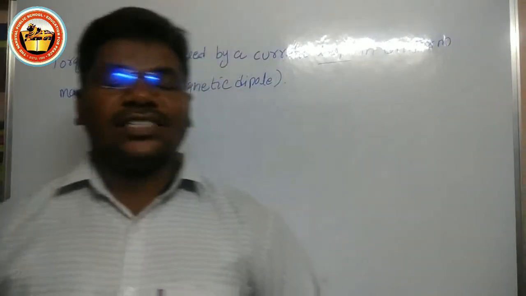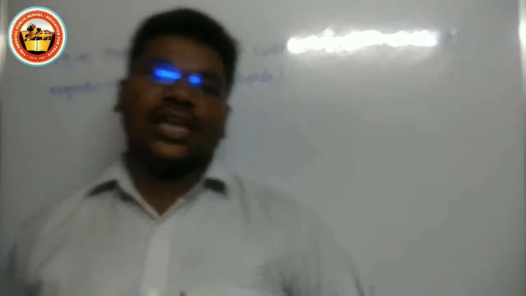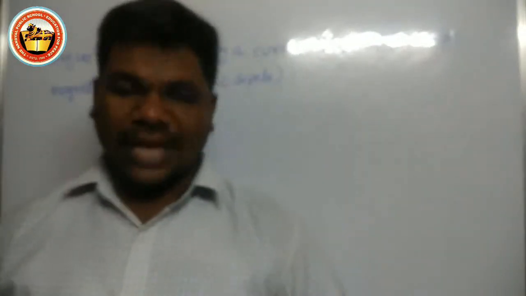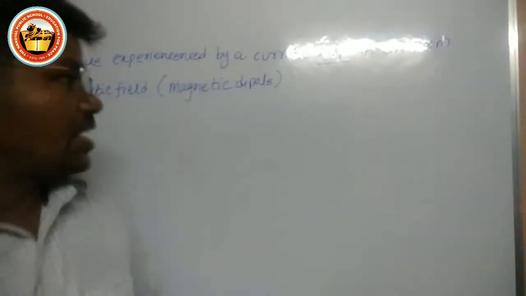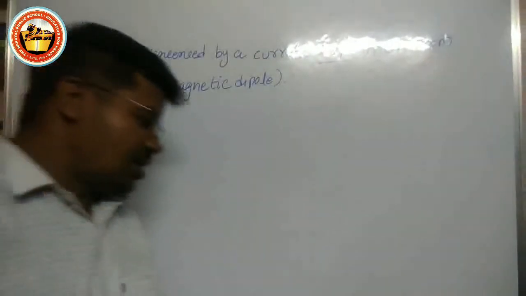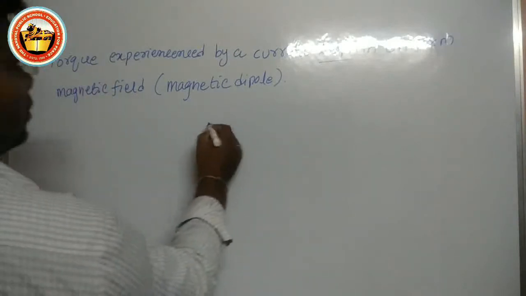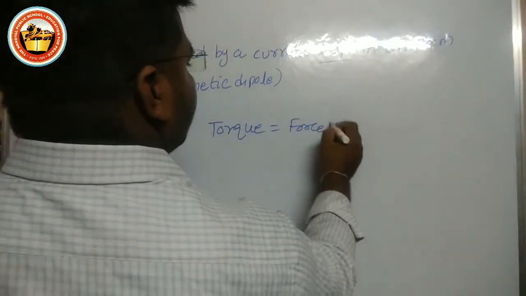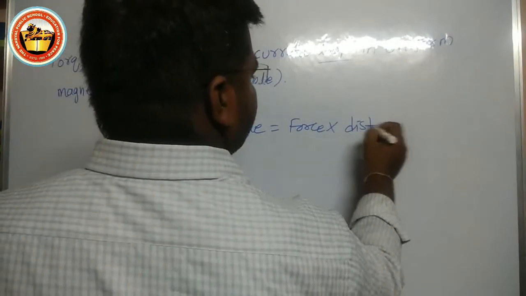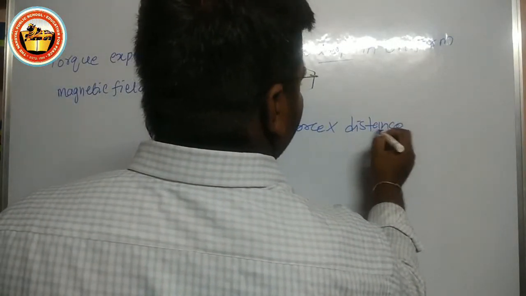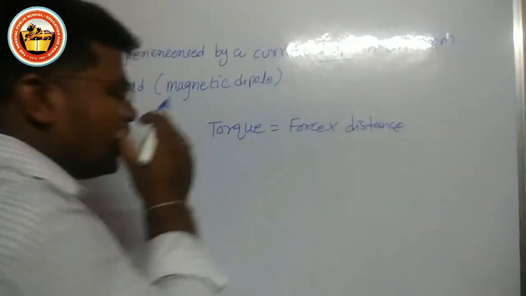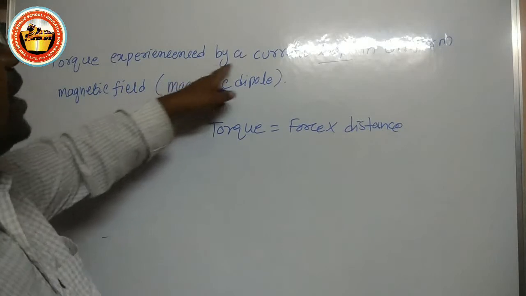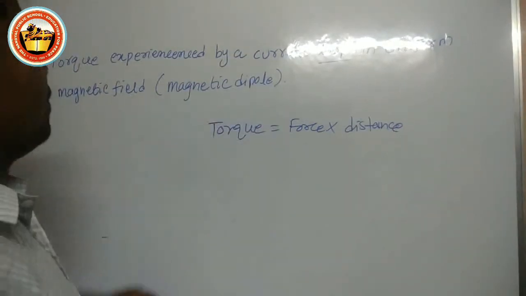Today, I will discuss the torque experienced by a current loop in a uniform magnetic field. We know that torque is equal to force into perpendicular distance. So, we consider a current loop in a uniform magnetic field.